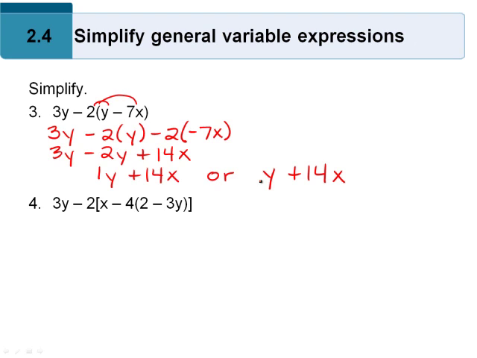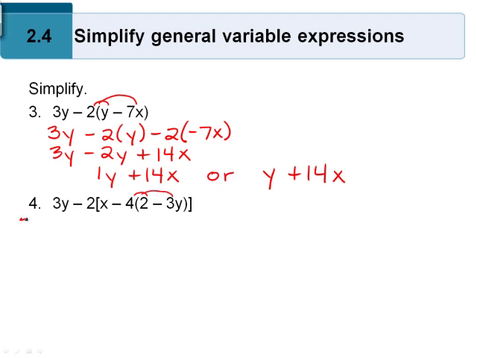All right, let's look at number 4. This one's a doozy. We have 3y minus 2, and then in brackets, x minus 4, in parentheses, 2 minus 3y, and close the parentheses and brackets. So remember your order of operations says start with the innermost grouping symbol, which is right here with the parentheses. So I'm going to distribute the negative 4 to both of those terms.